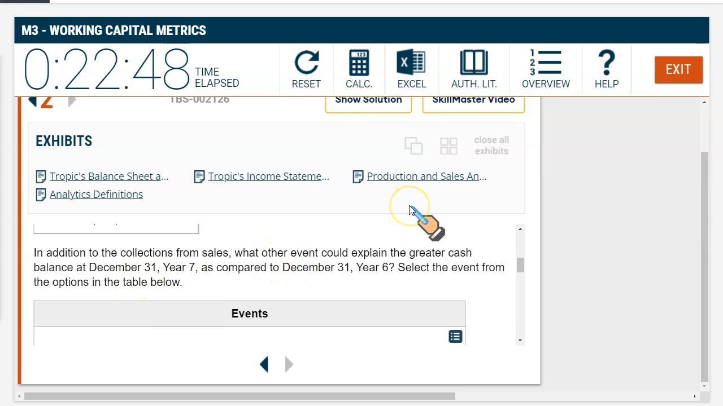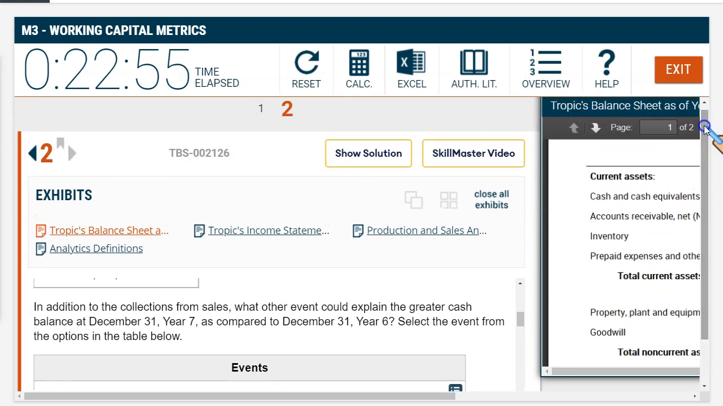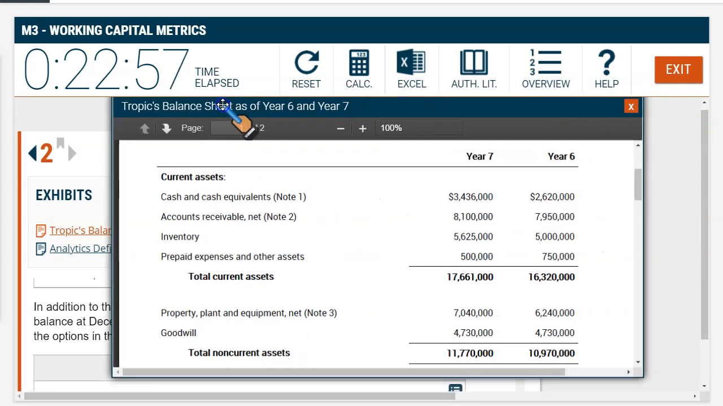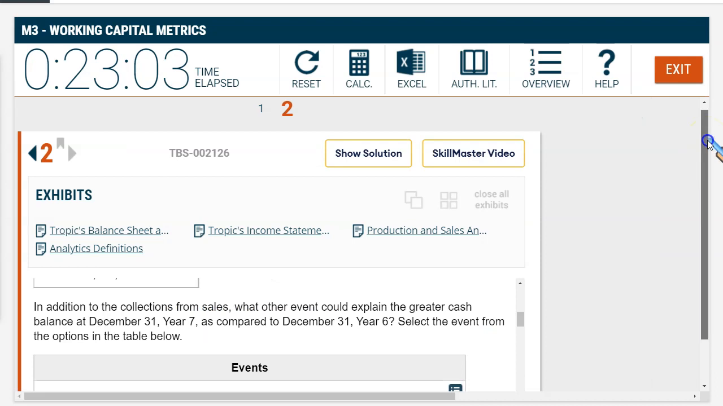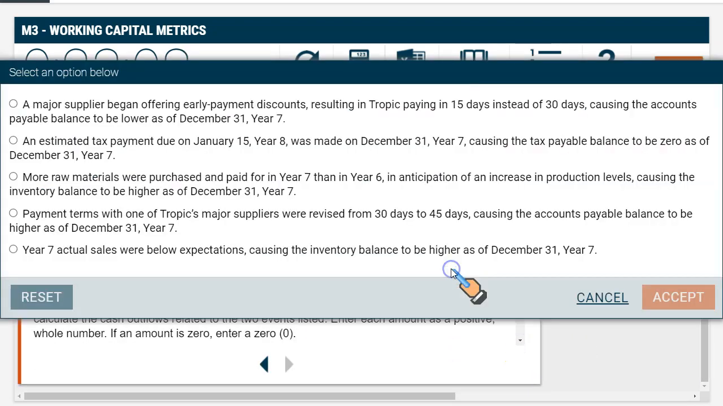First, let us see, do we really have a larger cash balance? For that, we need to see the balance sheet, and the relevant part would be the current assets, where we are given the cash balances at the opening, 2.62 million versus 3.43. Yes, we do have a significantly larger cash balance. So which of these would explain why we have a larger cash balance? Let us see one by one.